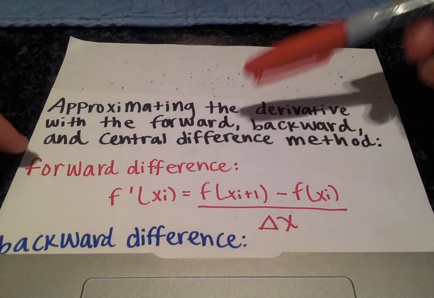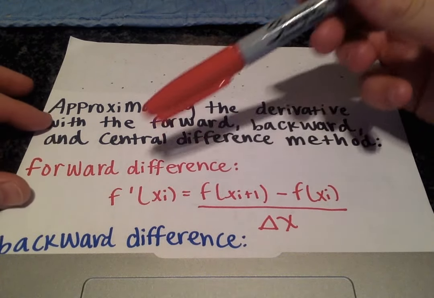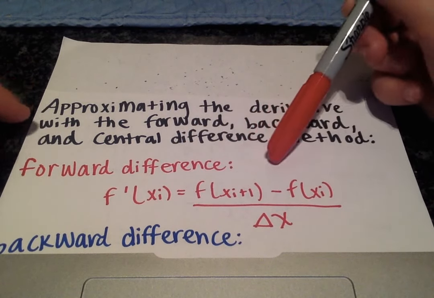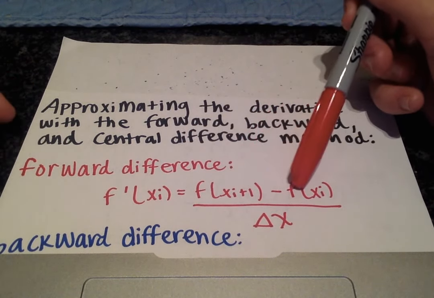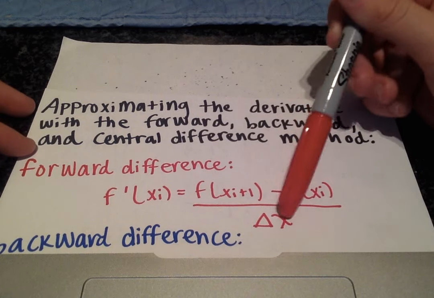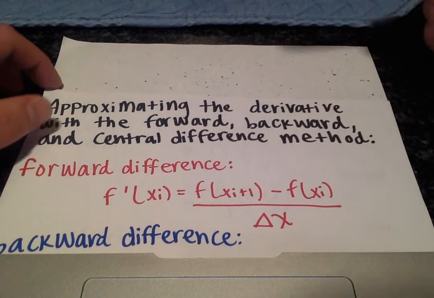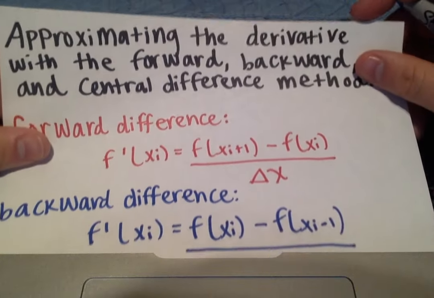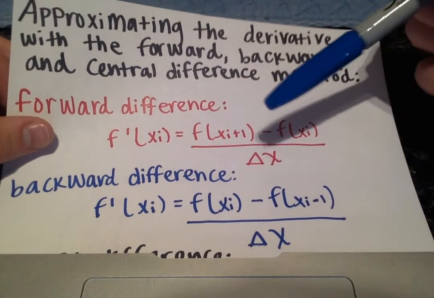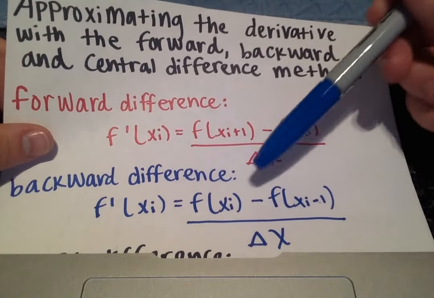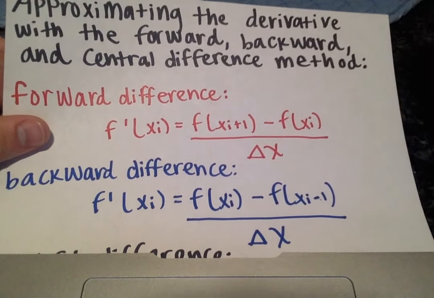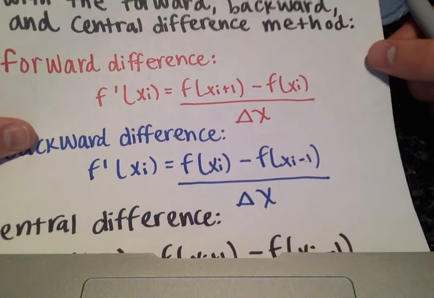All right, so the forward difference method calculates the derivative by taking a point ahead of your point of interest, subtracting your point of interest, and dividing by the step size. And the backward difference approximates the derivative by taking your point of interest, subtracting a point behind your point of interest, and then dividing by your step size.